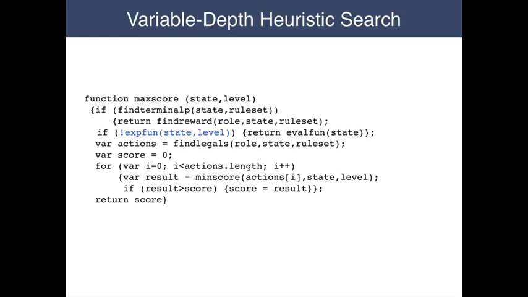Here's an implementation of what's called variable depth heuristic search. This version of max score differs from fixed depth heuristic search in that there is a subroutine here called expfun that is called to determine whether the current state and/or depth meets an appropriate condition. If so, the tree expansion continues. Otherwise, the player terminates the expansion and simply returns the result of applying its evaluation function to the non-terminal state.